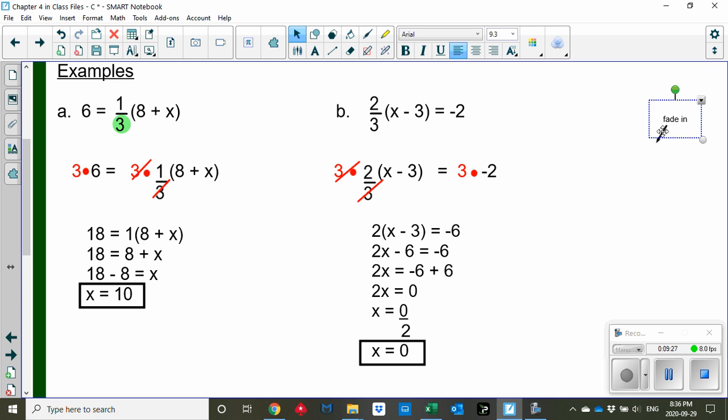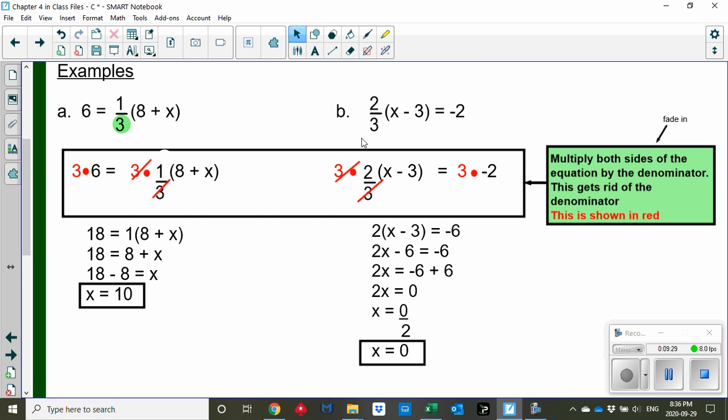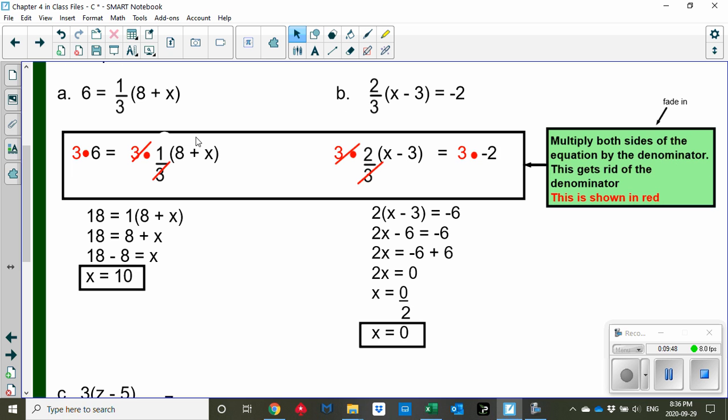So notice here that all we did was multiply both sides of the equation by the denominator. This gets rid of the denominator. It's shown in red. Gone, gone. So pause the video, copy this out, make sure you understand it, and then we'll move on to our one down below here. So pause the video, copy this out, make sure you know it.